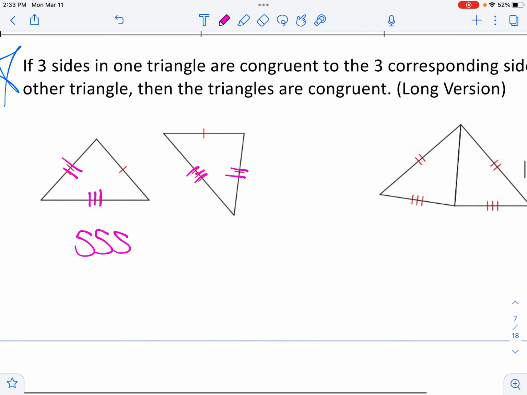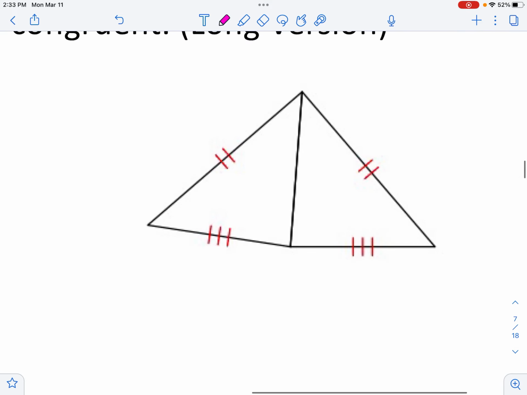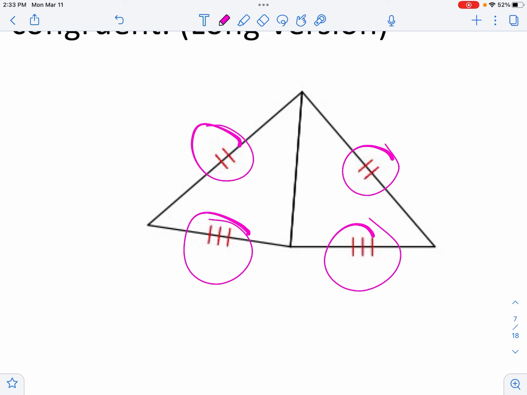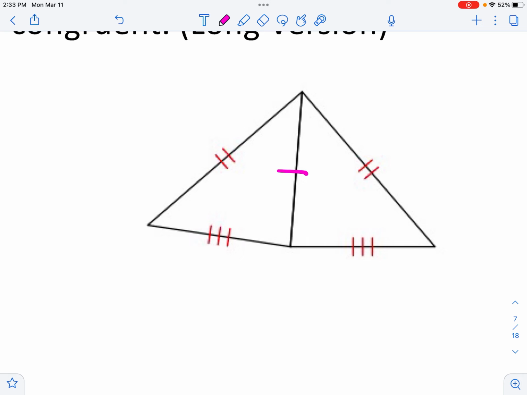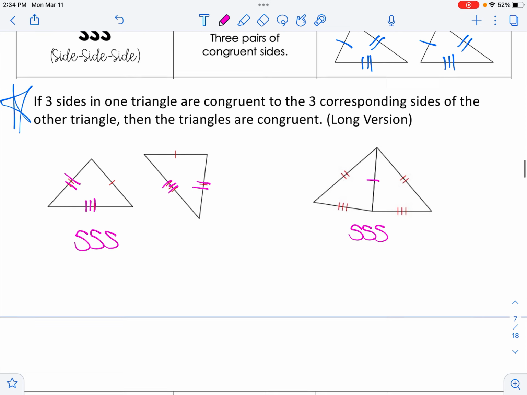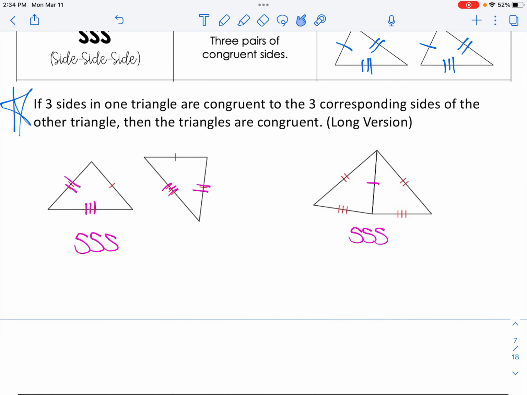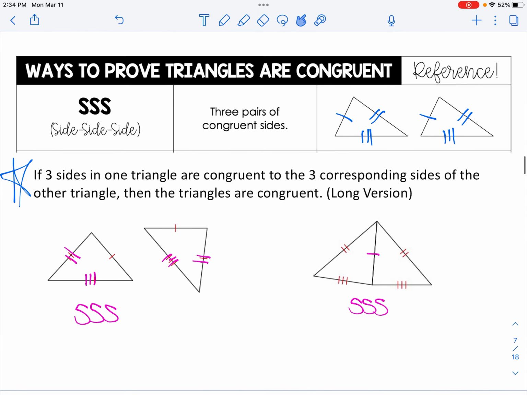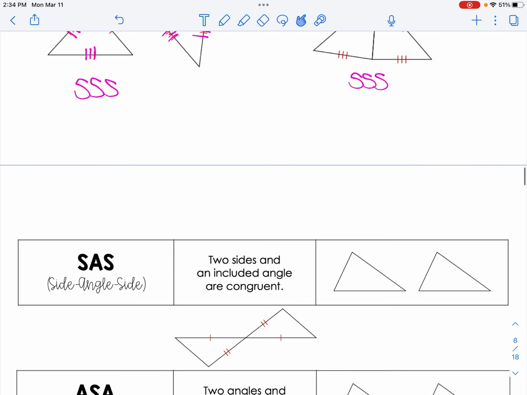Some of them are a little bit trickier, not tons trickier, but you can see these 2 triangles are right next to each other. Well, you'll notice I see a pair here and then another pair here. So I got 2 sides. Where's the third one? Well, they share this side. So obviously that side is congruent to itself because it shares it. So you have still side, side, side, 3 sides would be congruent. A little bit sneakier, but that is side, side, side. So that's our first way to prove triangles are congruent.